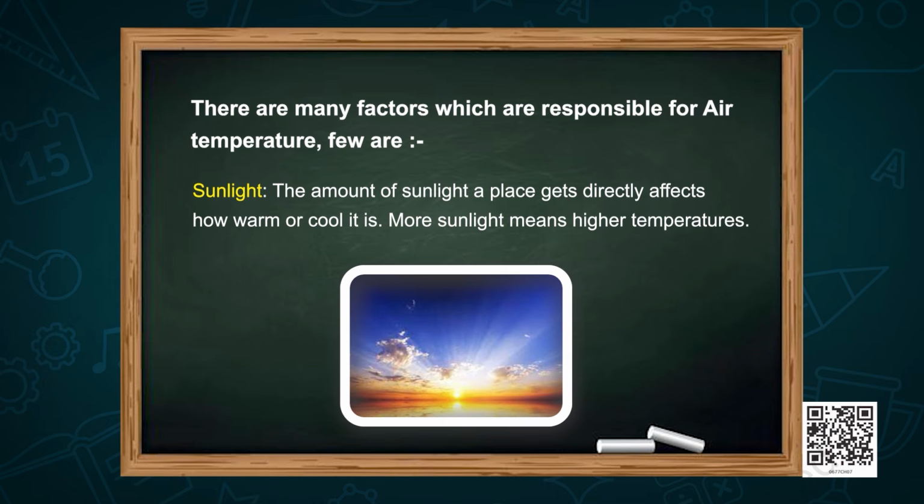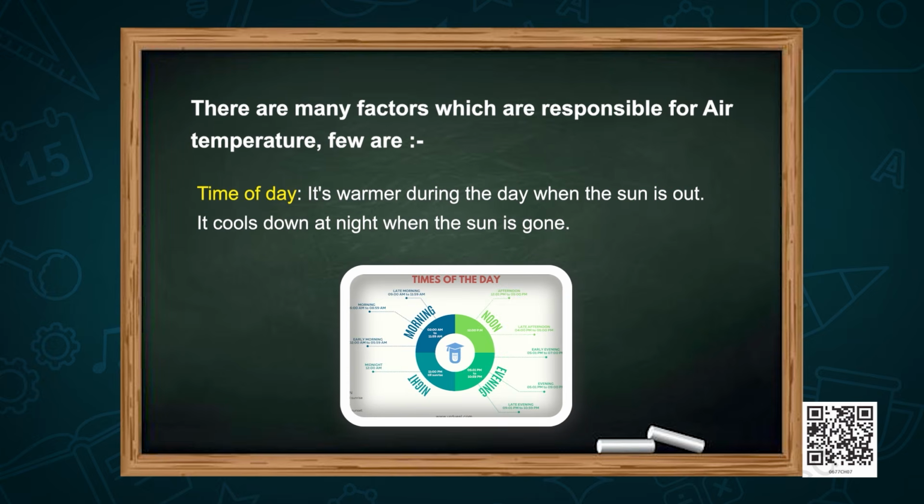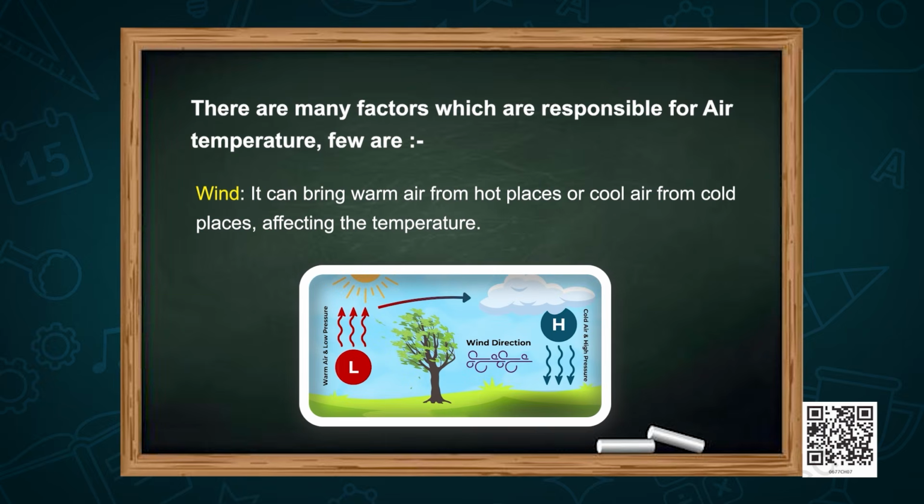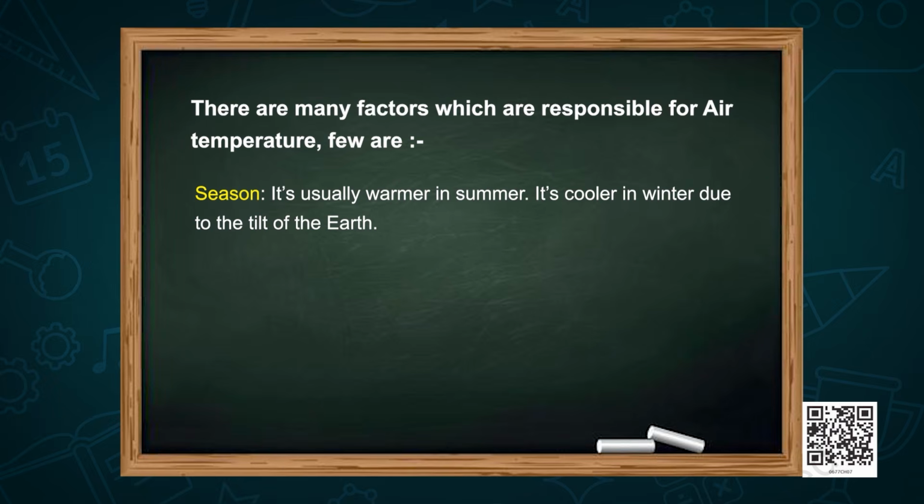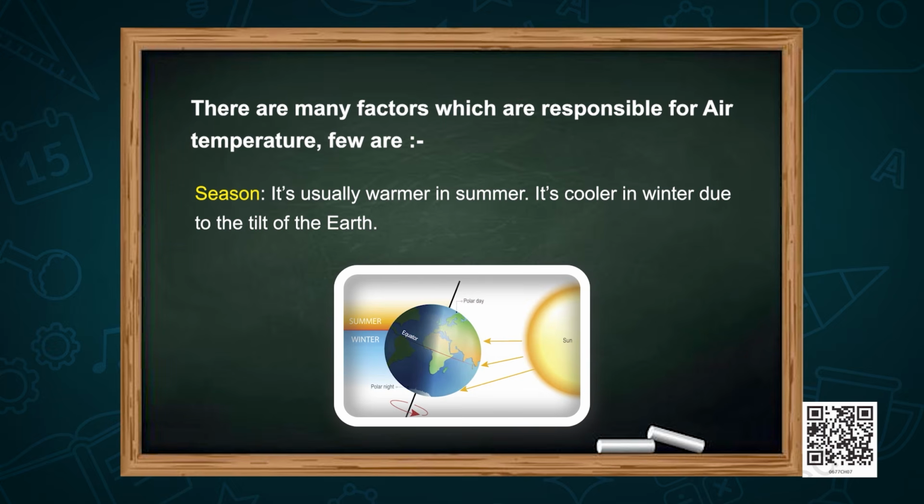More sunlight means higher temperature. Location: places close to the equator are generally warmer because they get more direct sunlight. Places near the poles are cooler because they get less direct sunlight. Time of day: it's warmer during the day when the sun is out. It cools down at night when the sun is gone. Wind can bring warm air from hot places and cool air from cold places, affecting the temperature. Season: it is usually warmer in summer. It's cooler in winter due to the tilt of the earth.